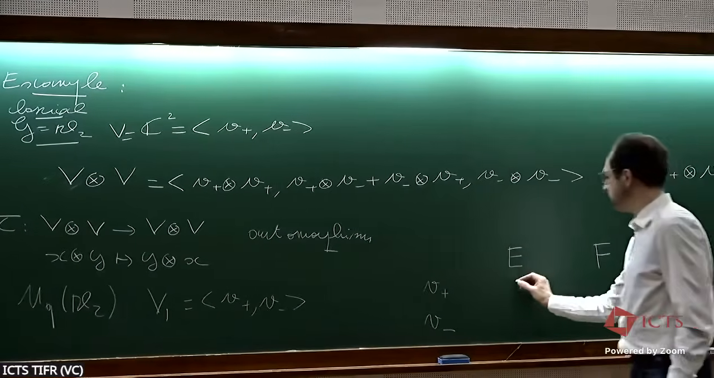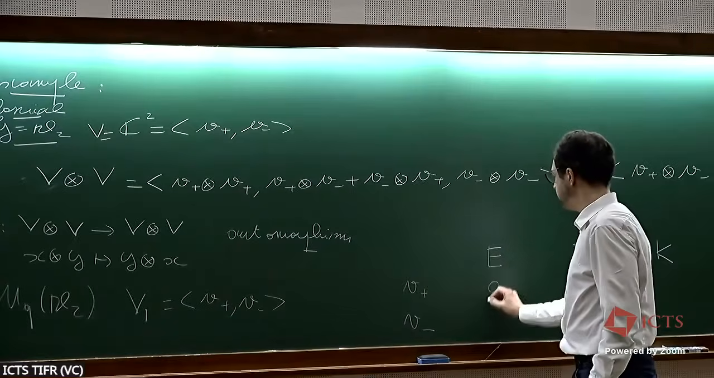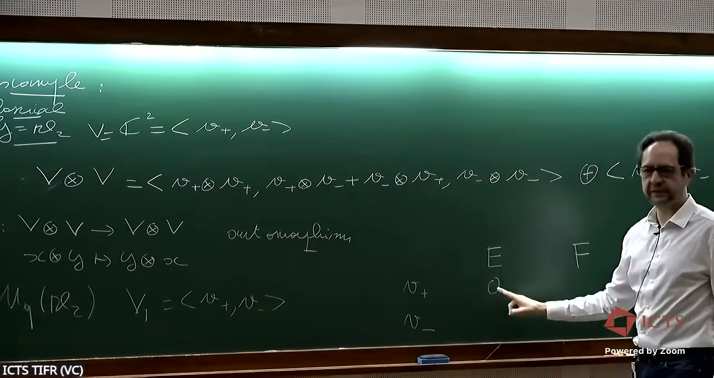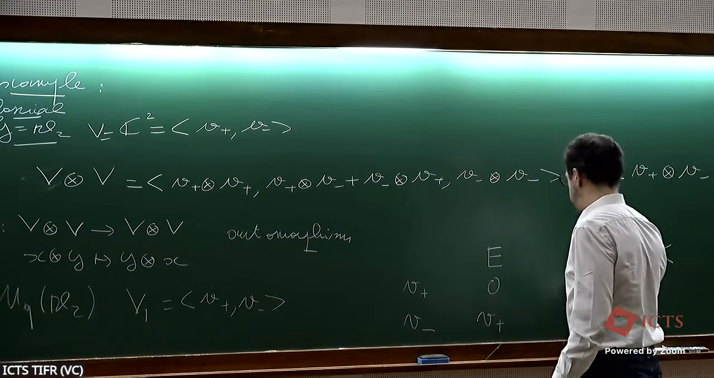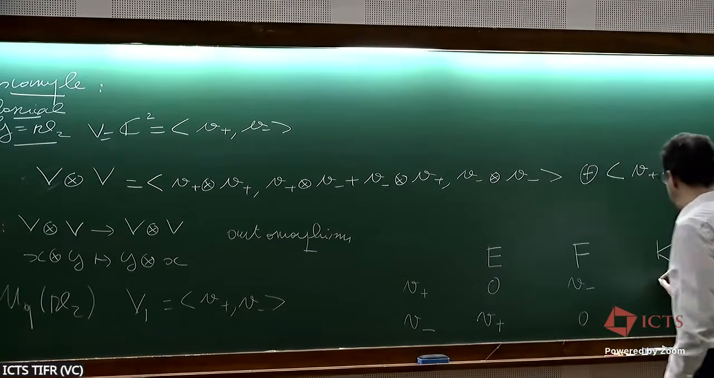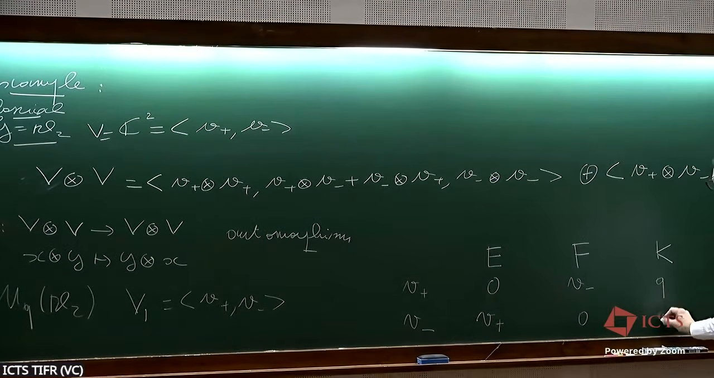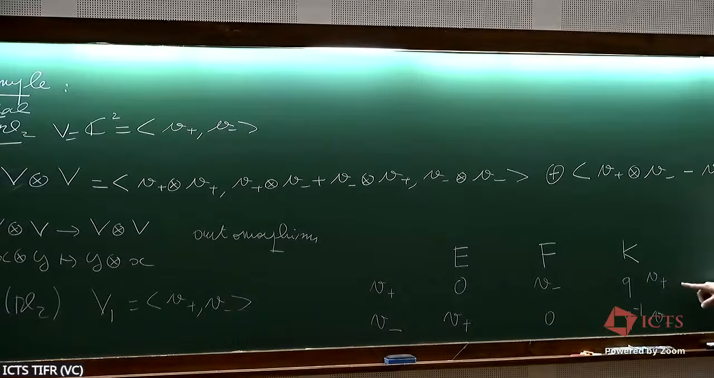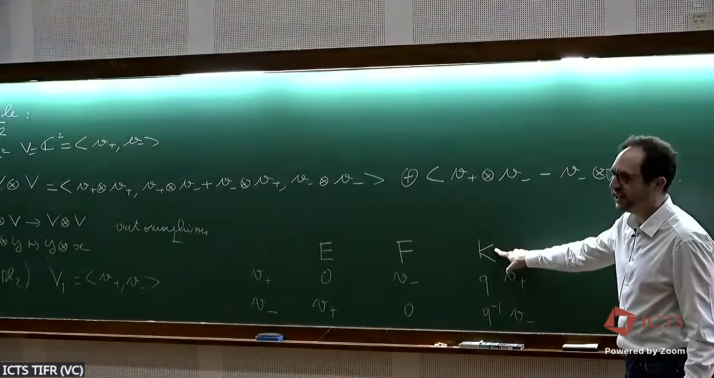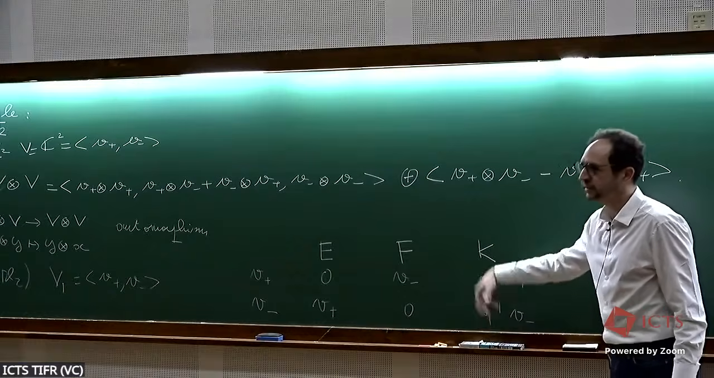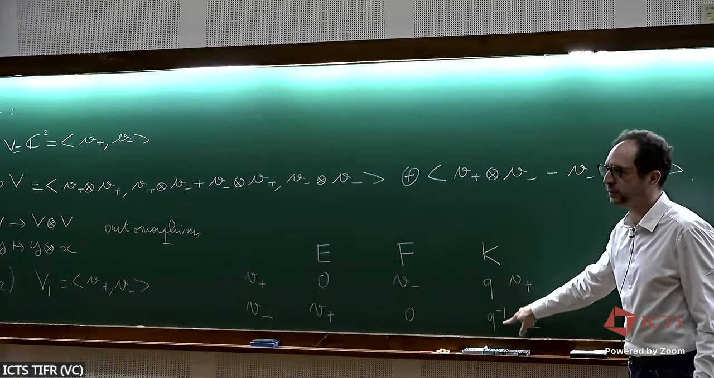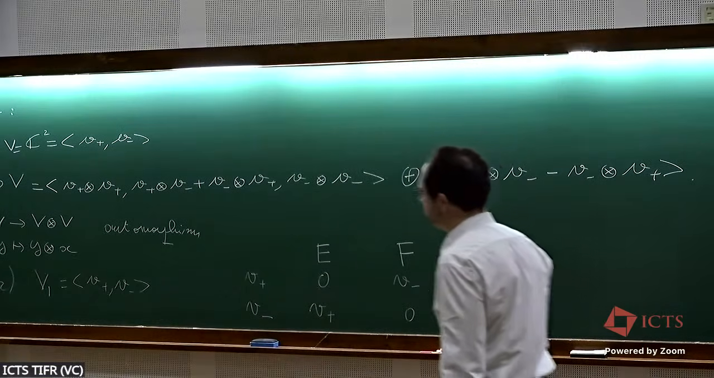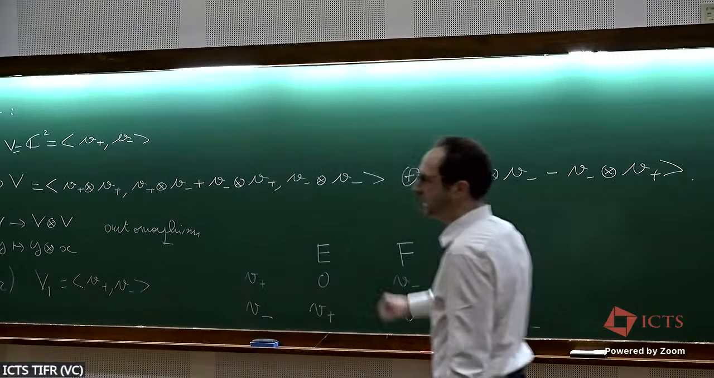Here the action, so by 0, I mean that E applied to v plus is 0. Here we have v plus, here is v minus, and the eigenvalues of K are q and q^-1. If we had just classical sl_2, I would put an H here and just v plus and minus v minus. It's quantized. The eigenvalues are q and q^-1. You can check easily that the defining relations of U_q(sl_2) are satisfied by this.